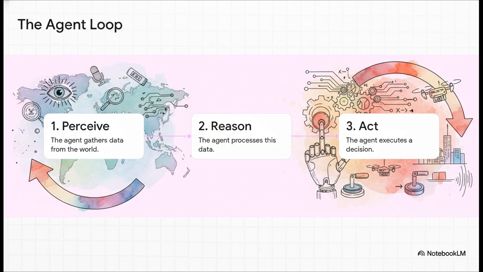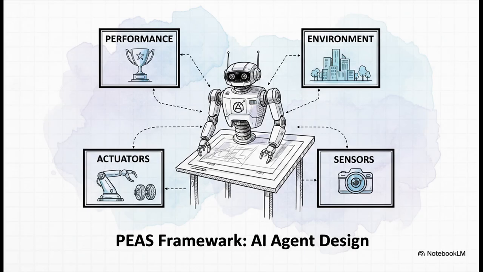The agent perceives the world, right? It gathers data. Then it has to reason about that data based on its programming. And finally, it acts. It makes a decision and changes something. Then the whole cycle just starts right over again. It's constantly perceiving, reasoning, and acting.